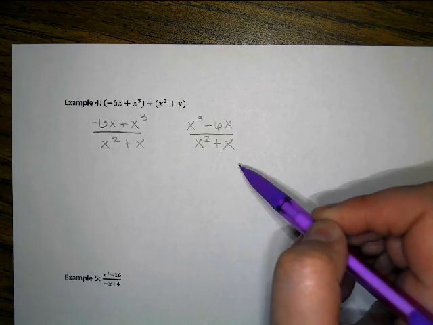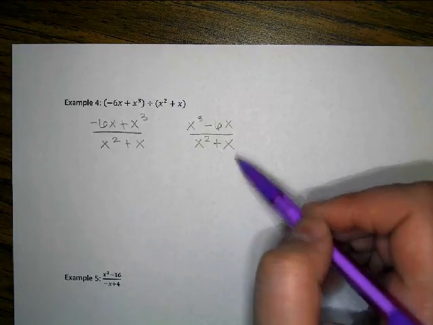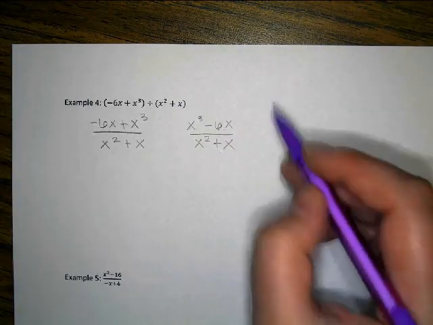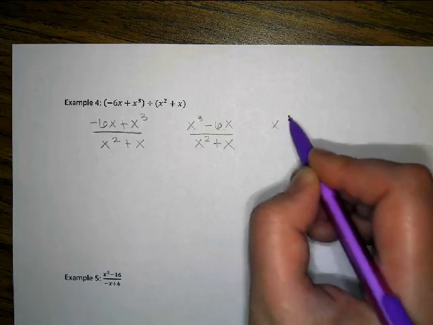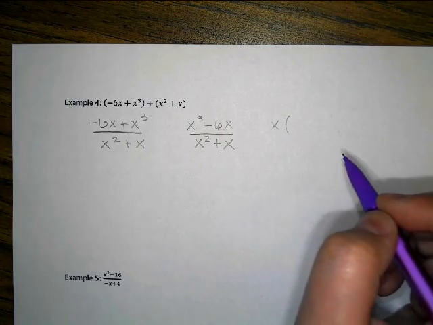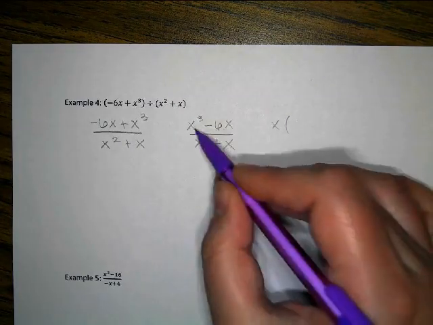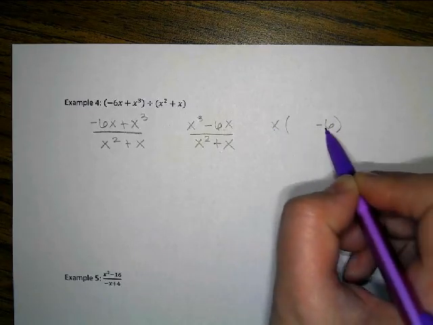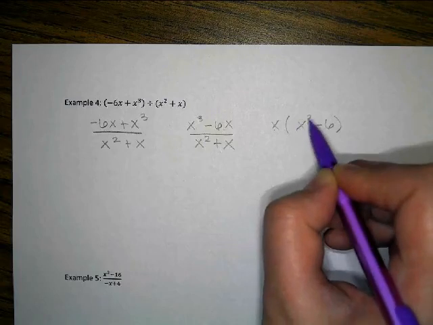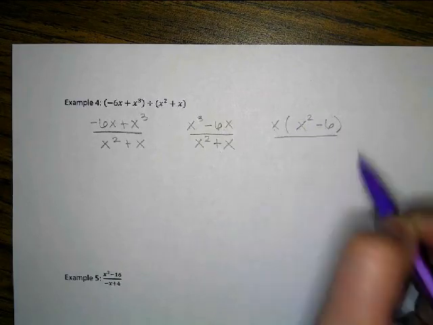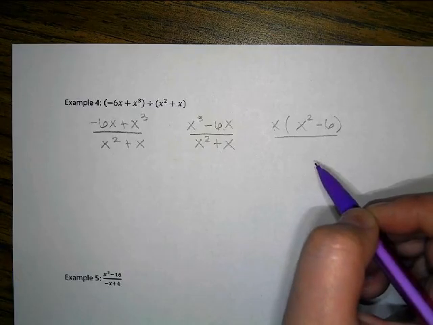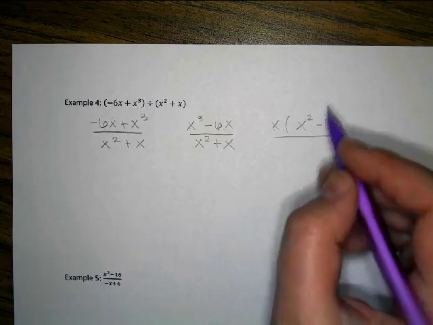GCF, yeah, greatest common factor. What is the GCF on the top? X, okay, so I'm going to take an X out, and then what is left over? So take out the X. I agree with the minus 6. X squared is what I should have here, okay. And then on the bottom, what type of factoring do we have? GCF again. I take out the X. What's left over?